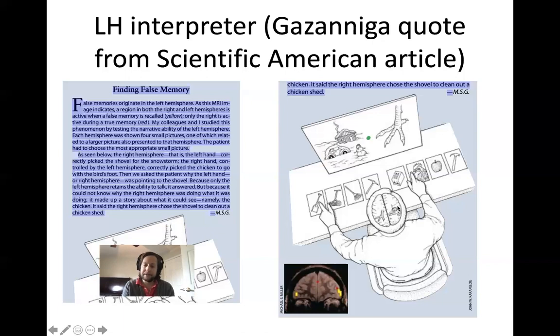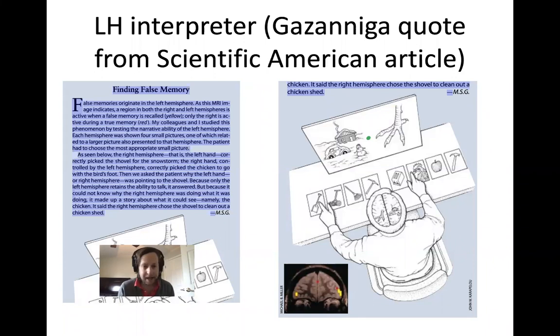That's going to the right hemisphere. The right hemisphere controls the left hand, and therefore the left hand picks the shovel because of the snow scene. But remember, this right hemisphere is not good at explaining things. It doesn't actually know why. It has a hard time because it's not the dominant speaking hemisphere. It has a hard time explaining why it actually picked the shovel.